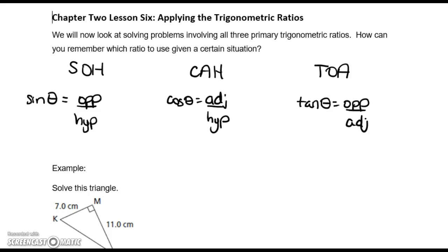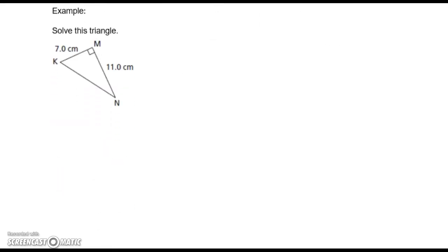So now we're going to look at example number 1 from your notes. In this case, we're going to solve a right triangle. When we're solving a right triangle, essentially we need to find all of the missing sides and angles that we don't have measurements for. So here we have 7, we have 11, and this box also tells us there is a 90 degree angle. So what we're missing is angle K, angle N, and side M.